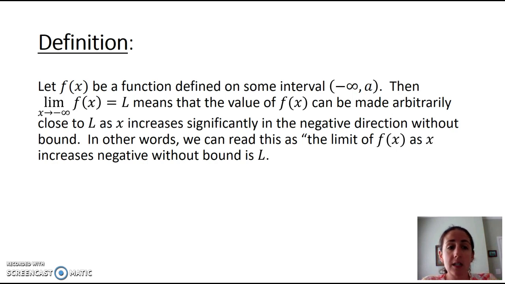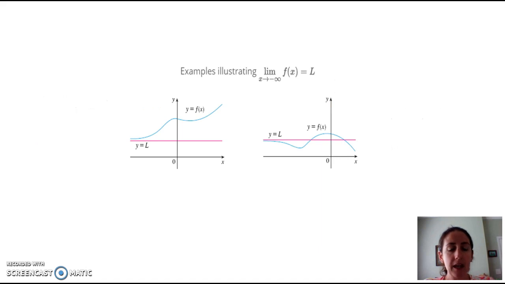We can also talk about the limit as x is approaching negative infinity of a function. So if f of x is a function defined on some open interval from negative infinity to a, then we would say that the limit as x approaches negative infinity of f of x equals L means that the value of f of x can be made arbitrarily close to L as x increases significantly in the negative direction without bound. In other words, we would read this as the limit of f of x as x decreases without bound is L. And here are some illustrations of the limit as x is approaching negative infinity. And again, it's okay to cross that horizontal line, just eventually you're going to level off.